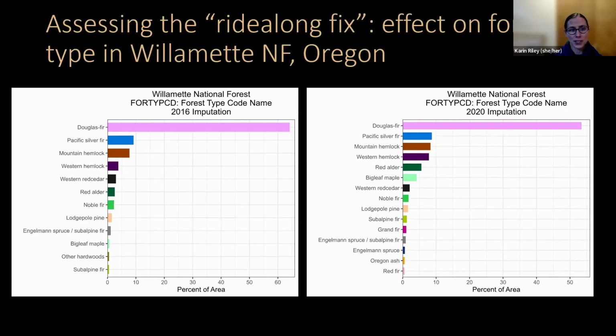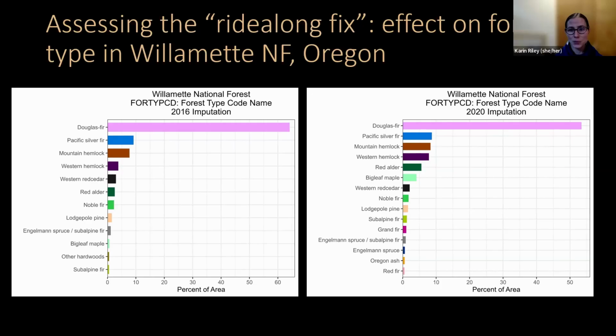So let's look at a few graphs of forest type here from the Willamette National Forest, just to make sure we're eliminating the things we really want to eliminate. So this is the percent of the Willamette National Forest that was in each of these forest types at left in the 2016 imputation and at right in the 2020 imputation.